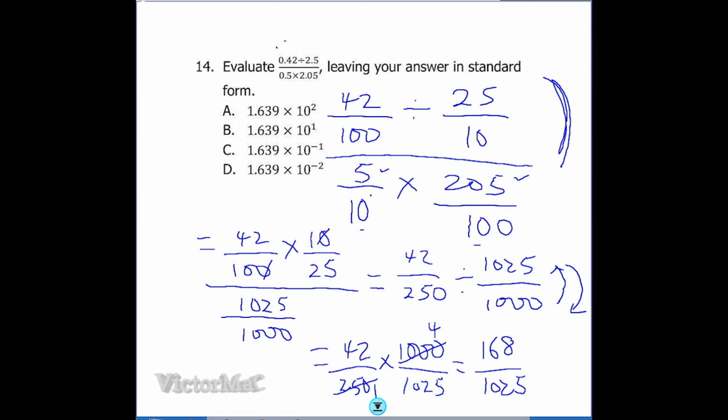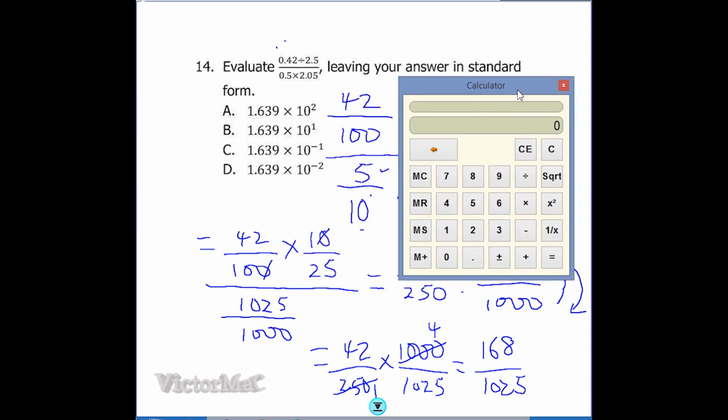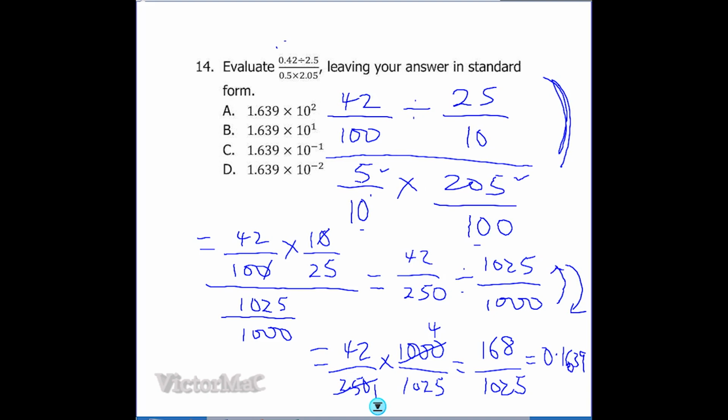Now if we're going to use our calculator here, we'll divide 168 by 1025, and the answer is 0.1639. We can discard the rest since all the answers are given just to 3 decimal places. So the answer is 0.1639.